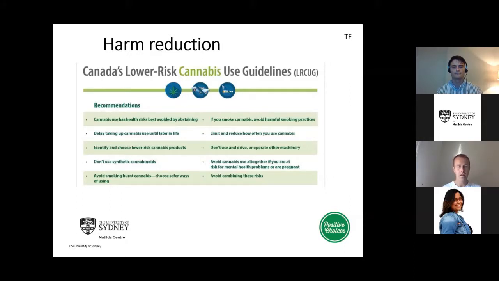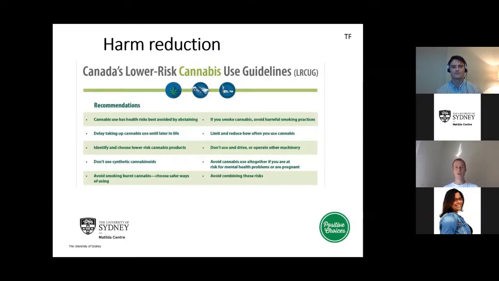When cannabis is used, it's often burnt. Smoking cannabis does carry significant risks. If you can find a safer way of using that doesn't involve burning, this is preferable. Also, there are harmful smoking practices, for example, combining cannabis with tobacco. This can increase your risks of cannabis dependency, and it can expose you to tobacco and potentially create an addiction to tobacco in addition to cannabis.